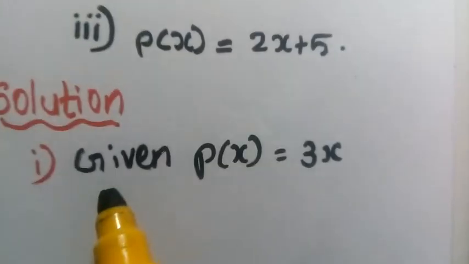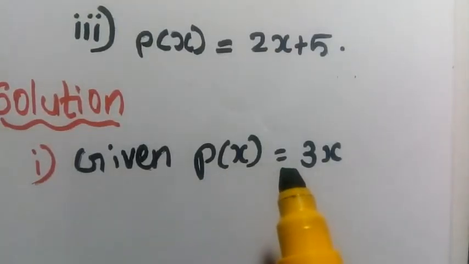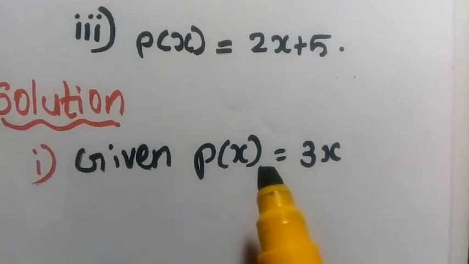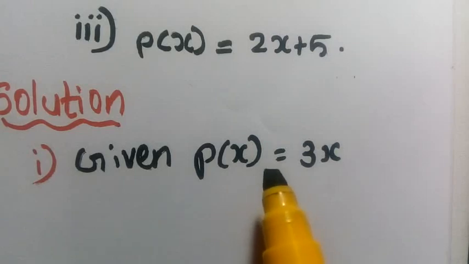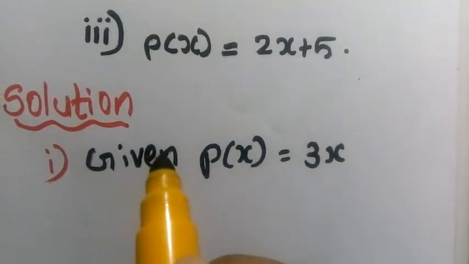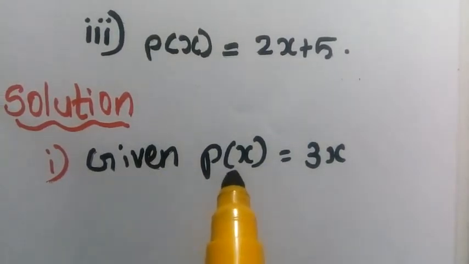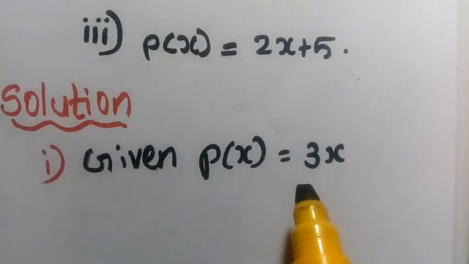First one, given p of x is equal to 3x. So we already discussed finding a zero of p of x is the same as solving the equation. So we need to equate p of x to 0. Children, why we are equating p of x to 0? Because if a number is a zero of the polynomial, then the value of the polynomial p of x should be equal to 0. So that we are equating p of x to 0.